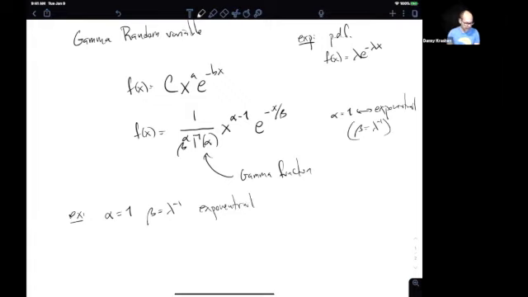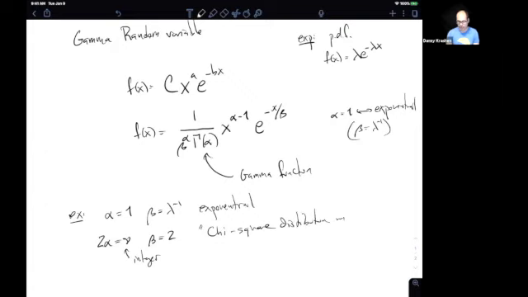Another nice case is if you let beta equal 2, and 2 alpha equals nu is some integer, then this is what's called the chi-square distribution with nu degrees of freedom.